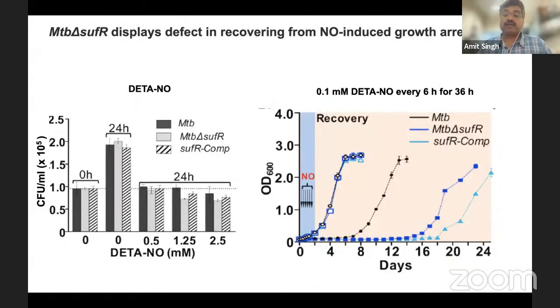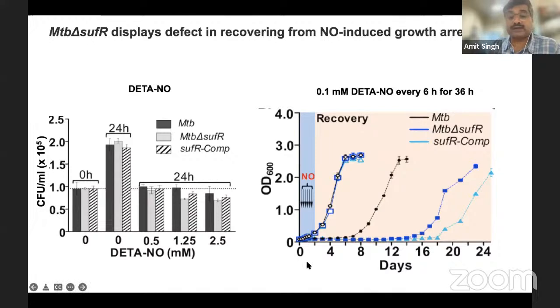So what about phenotype? There, we did this experiment where we exposed wild-type MTB, the suf mutant and the complemented strain to nitric oxide. We found that if you expose these mutants to nitric oxide, DETA-NONOate, which is the NO donor, up to about 2.5 millimolar, we actually don't see any difference in the strains. So MTB seems to be able to tolerate a lot of nitric oxide, and at least with one dose of nitric oxide, the suf mutant seems to be giving us no phenotype.